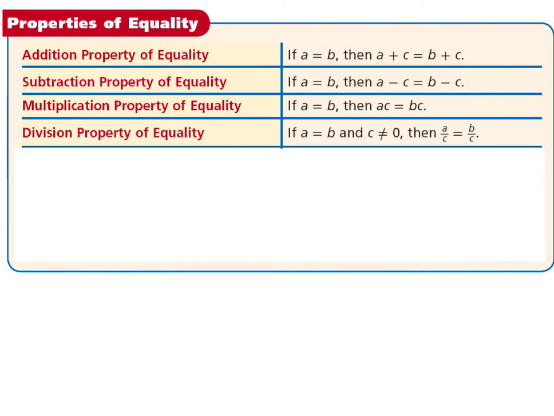Subtraction property, start out with two things that are equal. Subtract the same amount from each side. Subtract C, and you will still have an equality relationship. Multiplication. Multiply each side by the same value, and it'll still stay equal. And the division, you can divide each side by the same thing as long as that thing is not 0, because you can't divide by 0. So divide by the same thing, and you still have an equal relationship.